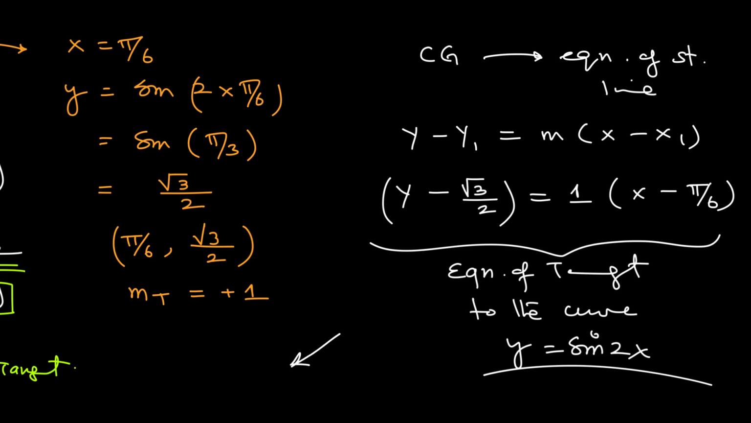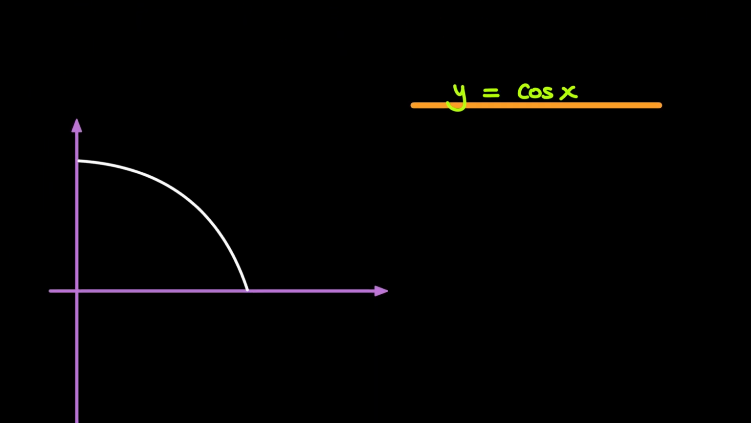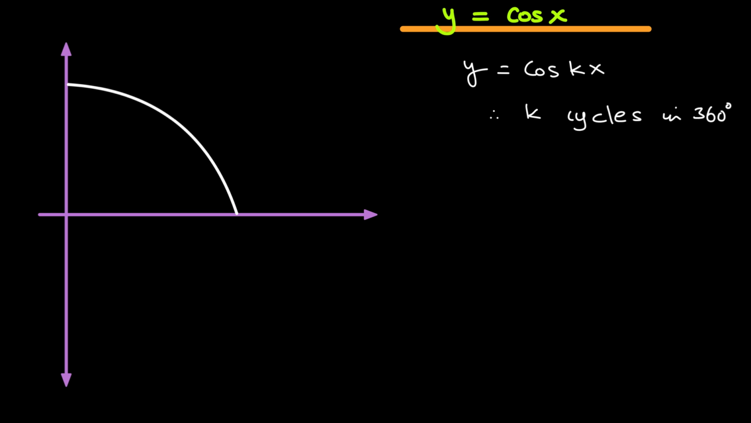Now let's move to another question. The other question is again about a trigonometric function, and this time we have y equals cosine x. What is the rule for cosine x? y equals cosine kx means k cycles in 360 degrees. Now we know that one complete cycle is drawn like this.